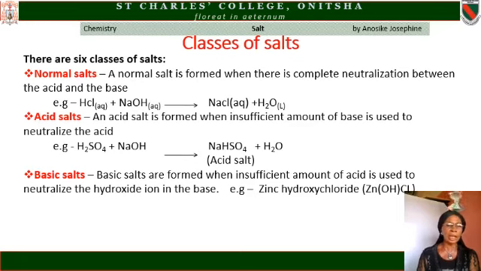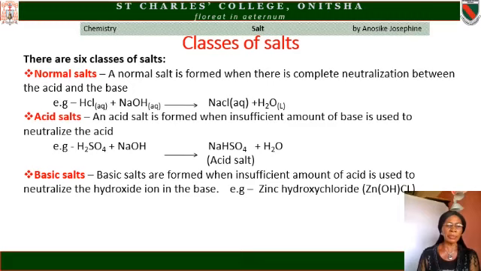In this case, you can see that the sodium atom displaced hydrogen. There is no more hydrogen left in the reaction. So what we have is a normal salt. The second category or group is the second class. As you may see, we have the acid salts.